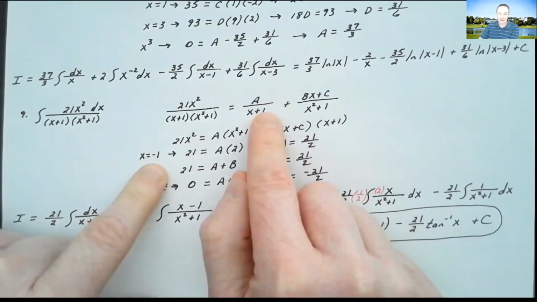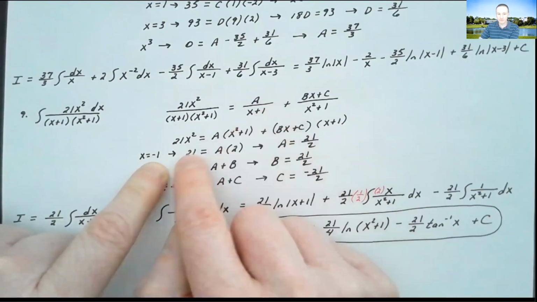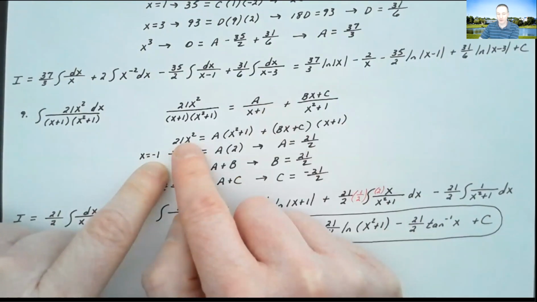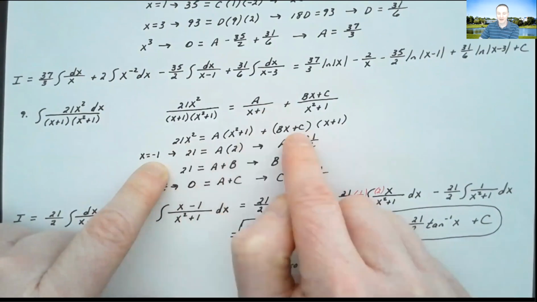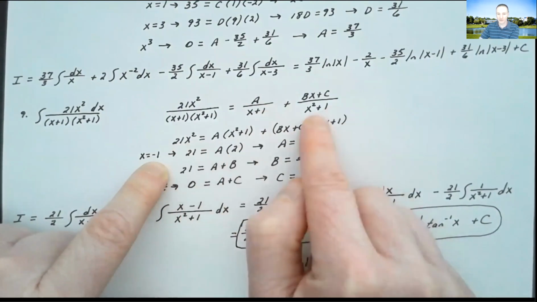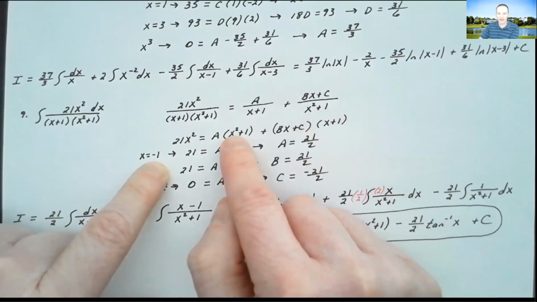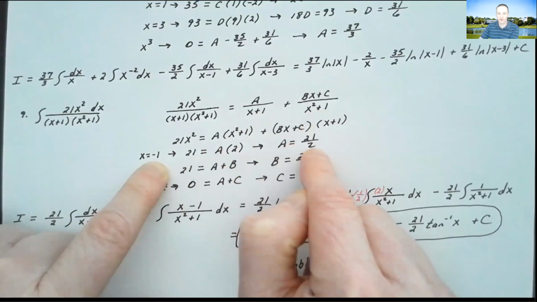Now, I can solve for A by letting x equal negative 1. So when I let x equal negative 1, your left-hand side is just 21 times 1 becomes 21. Your right-hand side, the B and the C cancel because they're going to be multiplied by a factor of 0, but the A is going to become negative 1 squared plus 1, so that's 2 times A. So I get 2A is equal to 21, thus A is equal to 21 over 2.